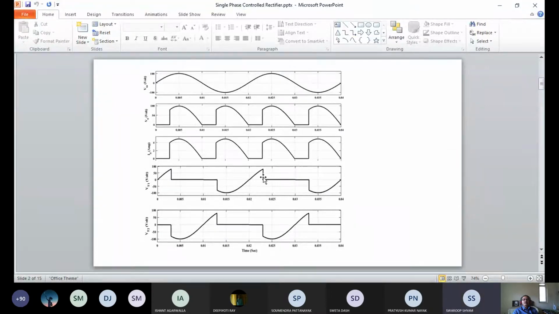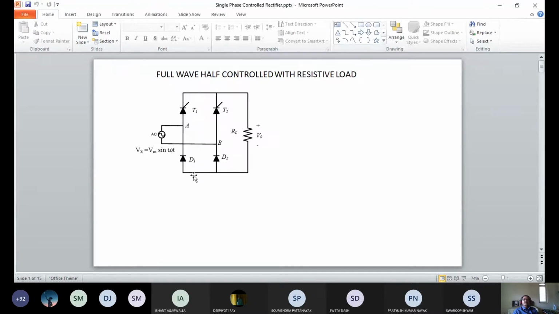This one, yes, sir. It is not voltage drop, it is voltage across. Voltage drop is different. Voltage drop is IR. In electrical engineering terms, voltage drop means I into R. This is voltage across. Now just see here. Which thyristor is conducting? T2, thyristor 2 is conducting. And the diode, D1.